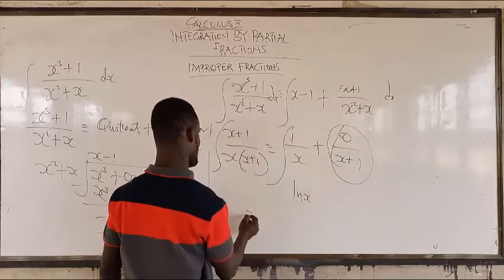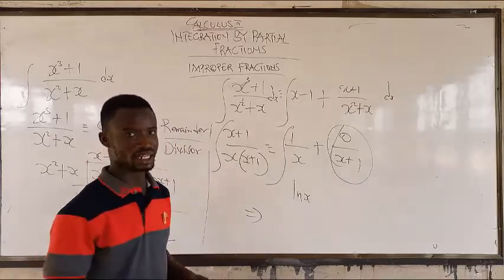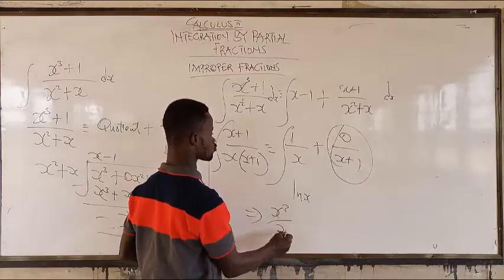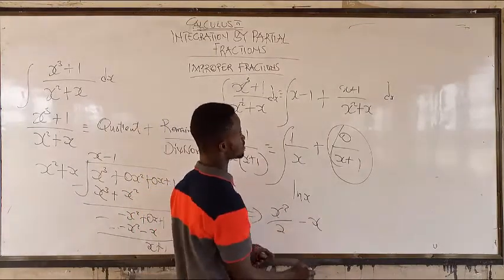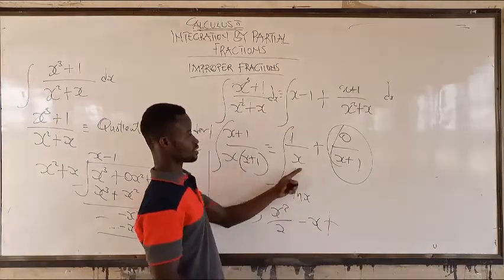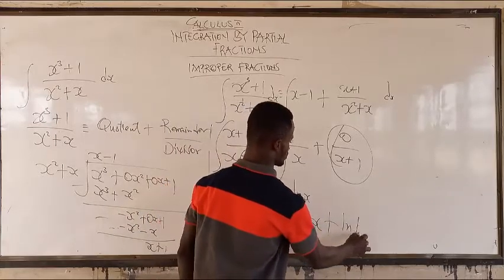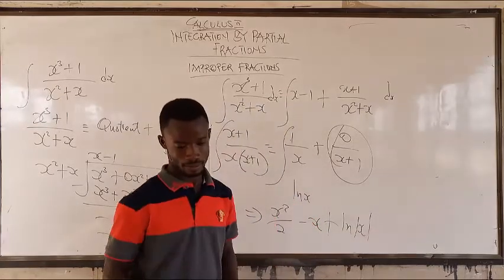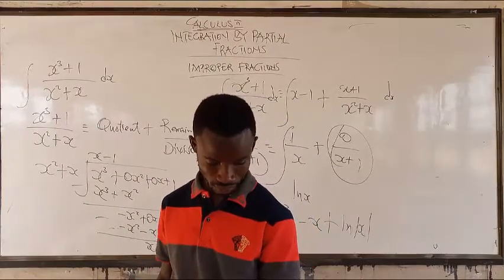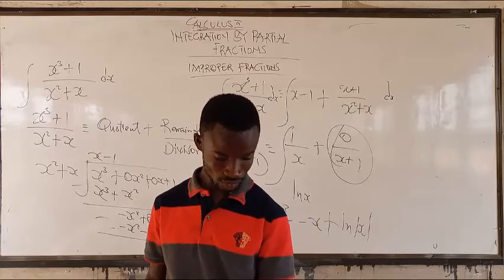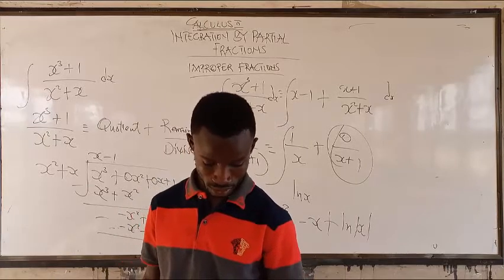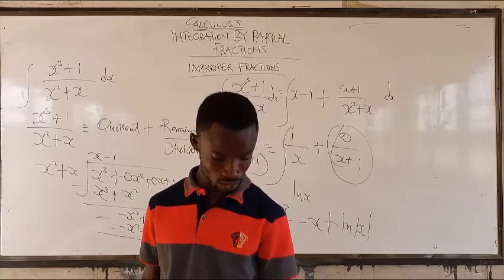So when we integrate now, we are combining. This implies that when you integrate this, you get s squared over 2 minus s plus the integral of this, which is ln s. Very good.